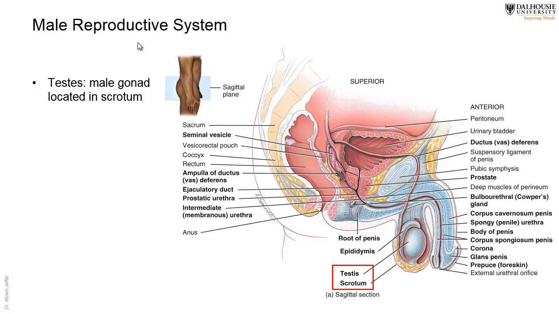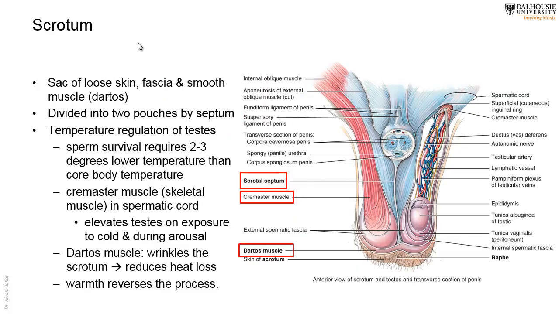The testis is located in the scrotum, in other words, it's located outside the body, and there is a reason for that: the optimum temperature in which the testis functions should be about 2 to 3 degrees centigrade less than the temperature of the body. So that's why the testis is located outside the body. And if the testis is not outside the body for one reason or another, as we are going to mention in a moment, then they have to be taken down into the scrotum.